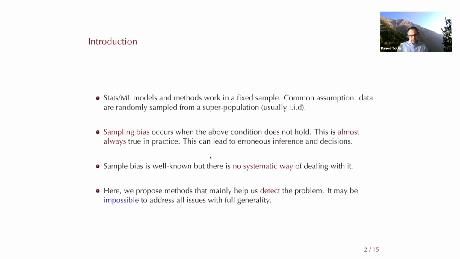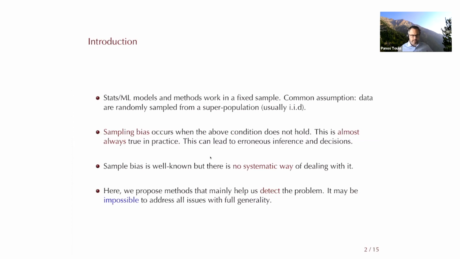Now, that's not such a groundbreaking concept, right? Sample bias is well known, but there's no systematic way of dealing with this. All these methods that we have to assess uncertainty, asymptotics, bootstrap, cross-validation, all of them work in the sample, and more or less they just ignore the sample bias. So at best, we employ heuristics in practice, and we don't have something specific to work with. So today, I'd like to talk about some ways of dealing with that issue.